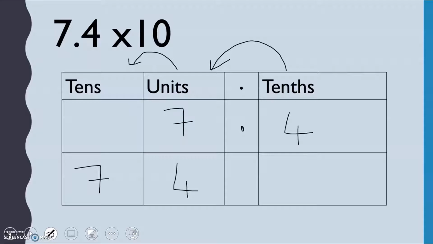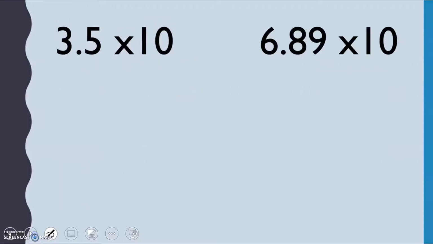A quicker way that you can think about it is for every 0 that we've got, we are going to move our decimal place back that many. 10 has 1 0, so we move our decimal place back 1 place to make my number bigger.